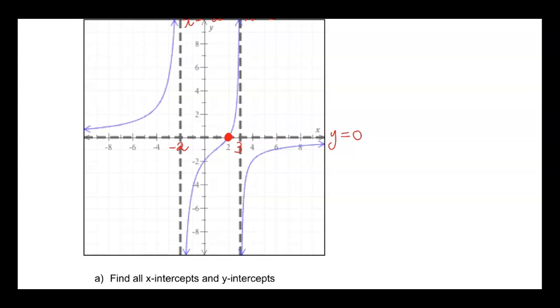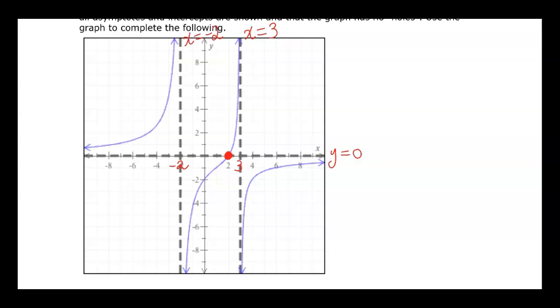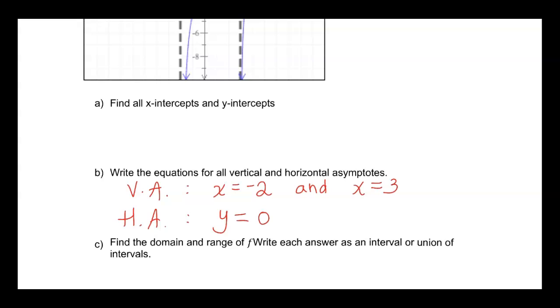And remember in class we talked about how the graph can never cross the vertical asymptote, but it can cross the horizontal asymptote because the horizontal asymptote is just about the right end and the left end behavior. It doesn't have anything to do with what the graph is doing in the middle. So that's what happened. Right in the middle, like this middle piece right here, it touched the x-axis at 2.